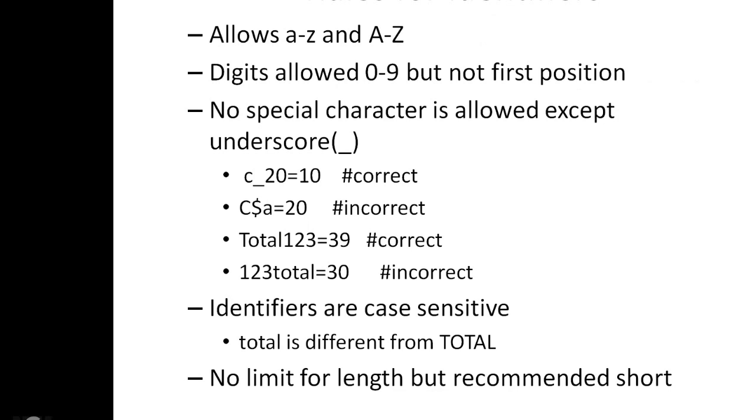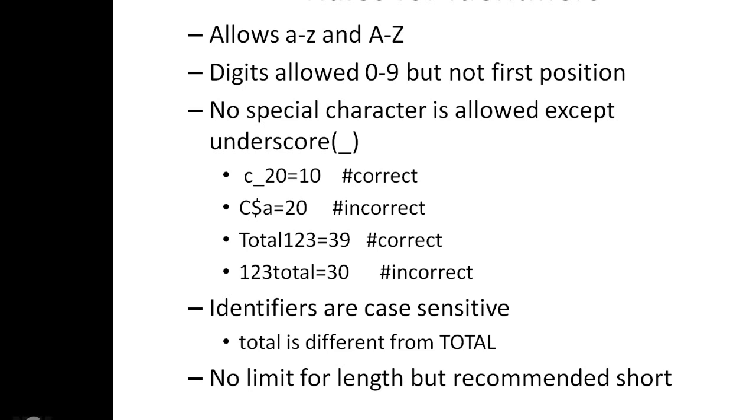This is the first one. To write the identifier, we can use small alphabets or capital alphabets, A to Z, any character. And also digits can be included, digits 0 to 9 and their combinations, but these digits we should not use at the first position. We can use them in the middle or at the end, but not in the first position. The first position must be an alphabet, small a to z or capital A to Z.